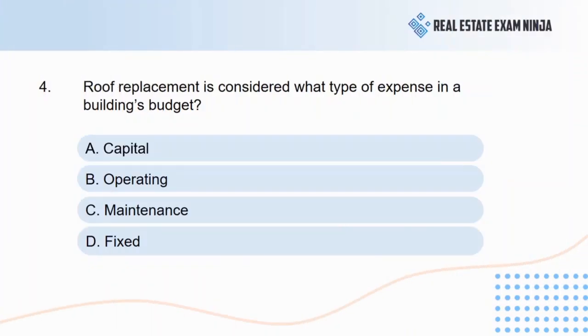Number 4. Roof replacement is considered what type of expense in a building's budget? A. Capital. B. Operating. C. Maintenance. D. Fixed. The correct answer is A.